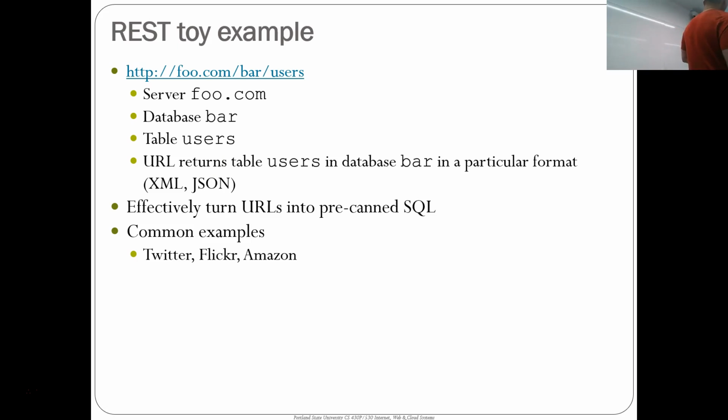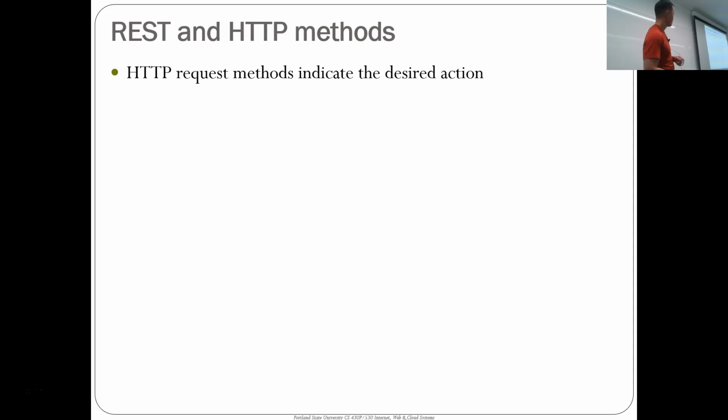And then typically the users table is returned in a particular format, so it could either be XML or JSON. What's basically happening is that you're turning this URL into a pre-canned SQL statement. You're saying select star from that table and then return it as the data. And this is much easier. I can just wget that or curl it rather than having a SQL interface to that. Okay, so Twitter, Flickr, Amazon, and everyone else that might have a REST endpoint.